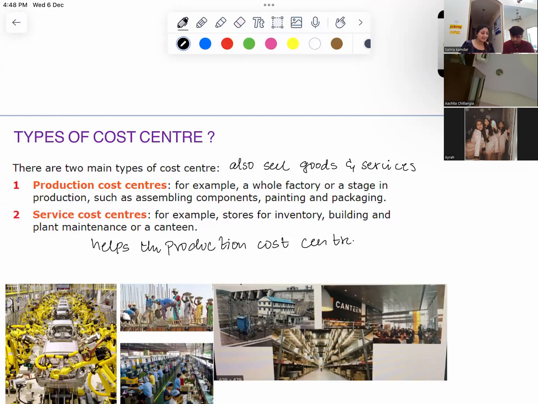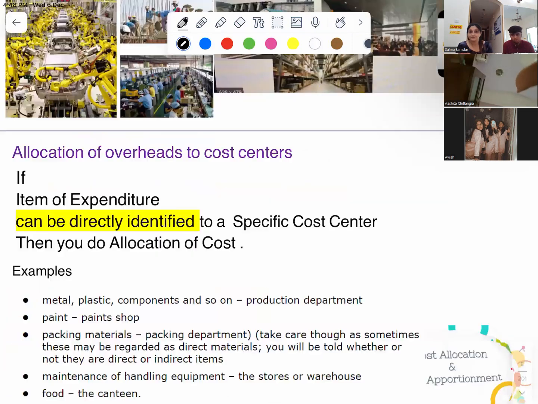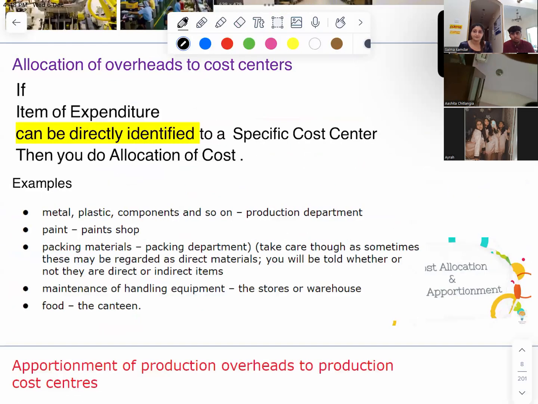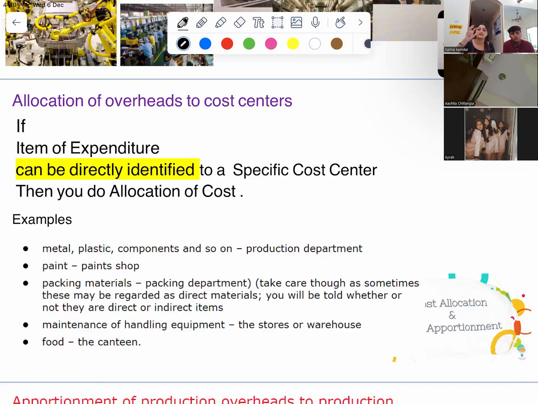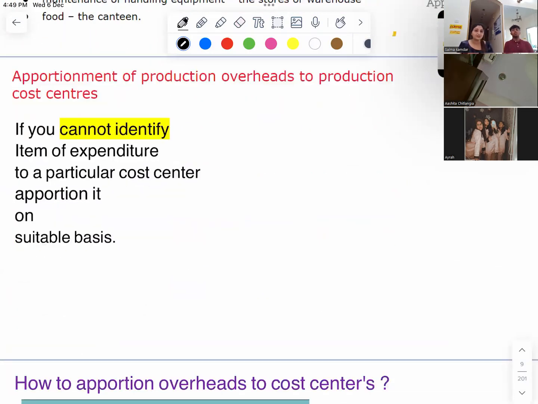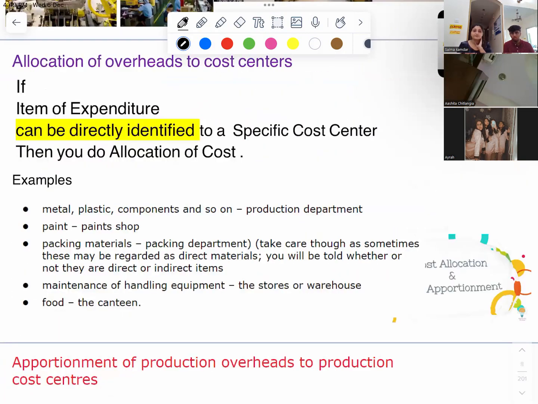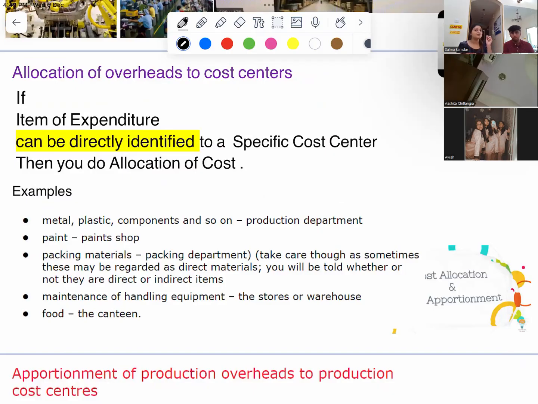Now tell me the difference between allocation and apportionment. Allocation is when expenses are related to only one department. When you just take the expense and put it to the department, it is allocation. When I talk about allocation, it is when the item of expenditure is directly identified to a specific cost center. You take the item of expenditure and you put it. So you can directly identify to that cost center, it will be allocation.